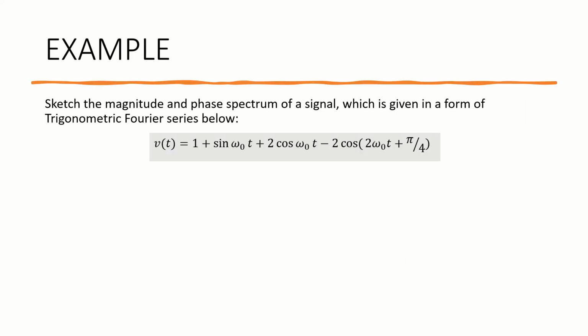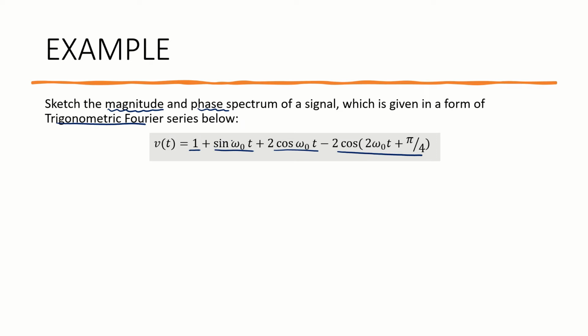Okay, now let's look at another example. The question asks you to sketch the magnitude and phase spectrum of a signal which is given in the form of a trigonometric Fourier series. So it's already mentioned that what is given to you is a trigonometric Fourier series. Let's look in detail at how many terms we have here: the first term, second term, third term, and fourth term.